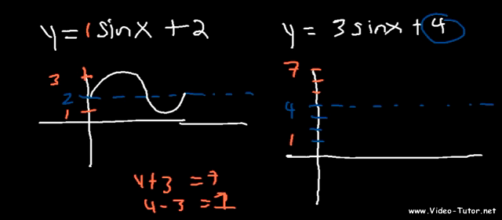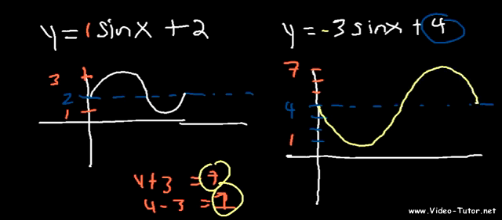And let's make this -3 sine x plus 4. It won't change these numbers. That's going to be the same. But instead of going up, we're going to go down, back to the center, and then up.